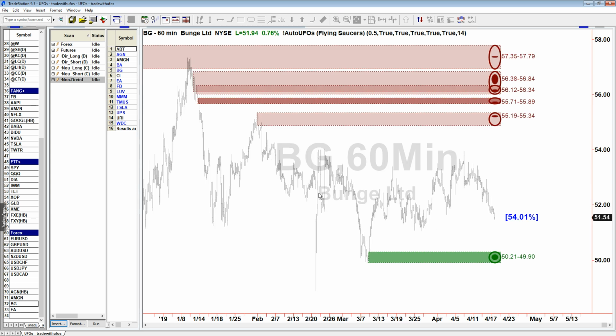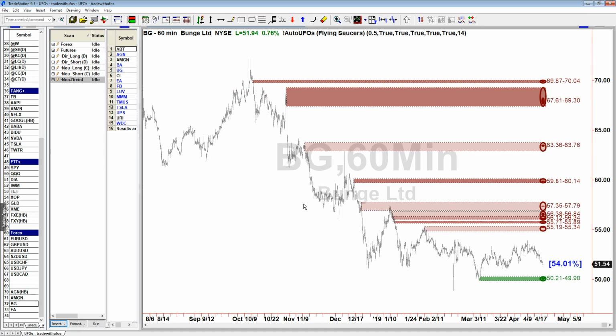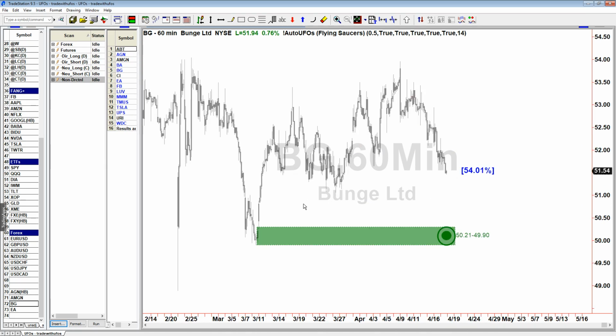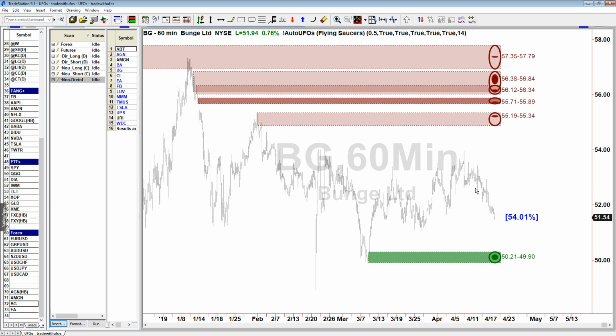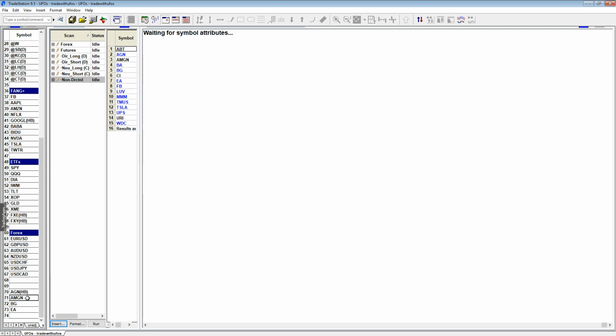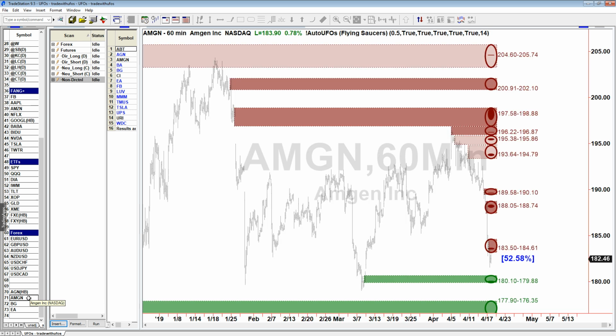I should say. So with BGE, I'm not too happy either, because we've got green, but the red is way further away. So it's not like we're in the middle of the UFOs. We're more towards the downside. Okay, so I'll do this again once the market opens, in case we have a gap up. It's looking like it's going to open 0.76% up, but I would like to see that.